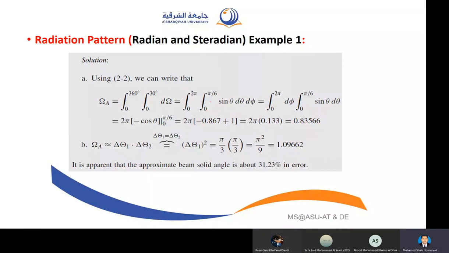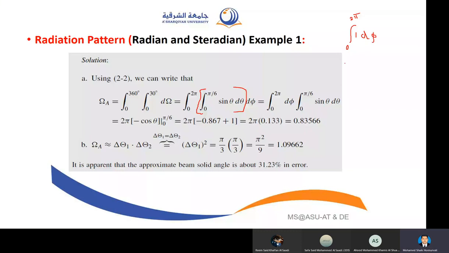So wherever the angle is between 0 to 30 degrees, keep that part separate. And for phi angle, take it this side. So what we get: 0 to 2 pi d phi, and again 0 to pi by 6, which means 30 degrees, sine theta d theta. Solve this part. Integral of, this is a constant, 0 to 2 pi, 1 d phi. I can write it like this.